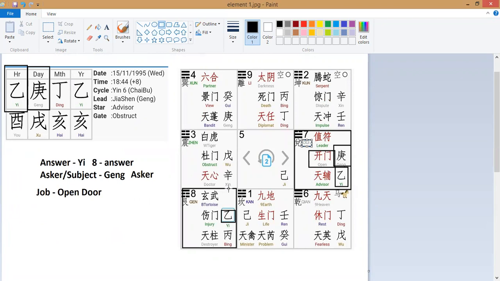So this is to say that the hurting situation is going to come to the person, which is you, which is the asker. So that is something that I have to really take note of. That means the injury is going to come to you. So it's not a very good sign, which means that you are out of control.